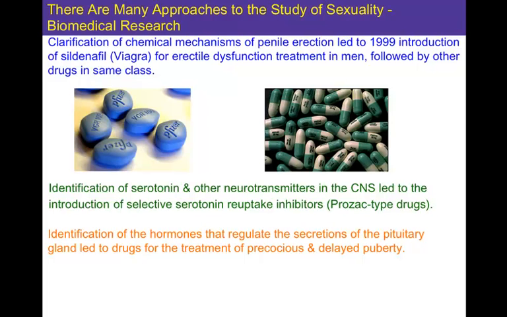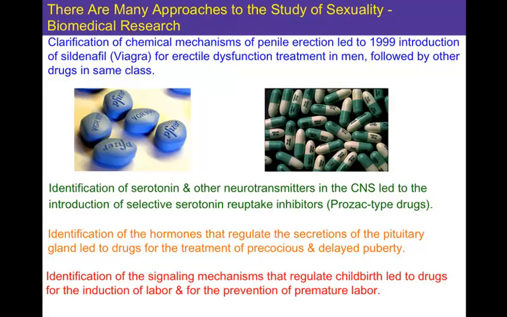There also have been identification of the hormones that regulate the secretions of the pituitary glands, and that led to drugs for the treatment of precocious and delayed puberty. And there's also been the identification of the signaling mechanisms that regulate childbirth, and this led to the drugs that are used for the induction of labor and for the prevention of premature labor. All of the advances that I mentioned above were made possible by research in lab animals.